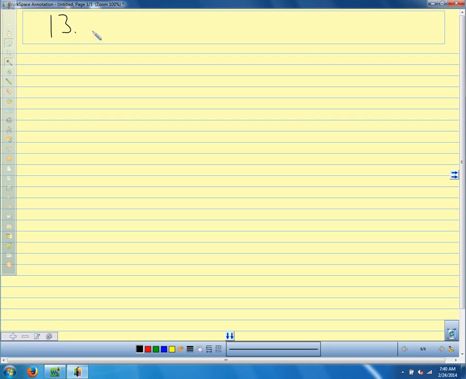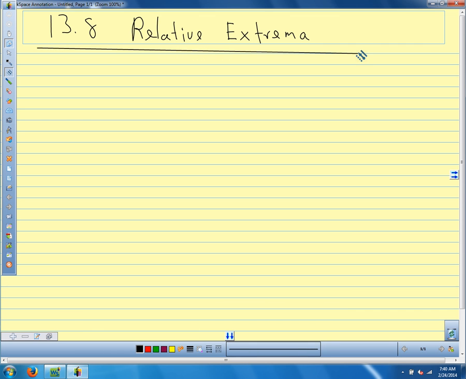All right. So we're in section 13.8, and we're going to talk about relative extrema for multivariable functions. For a single variable function, the extreme value theorem tells us that a continuous function always obtains a maximum or a minimum on a closed interval.